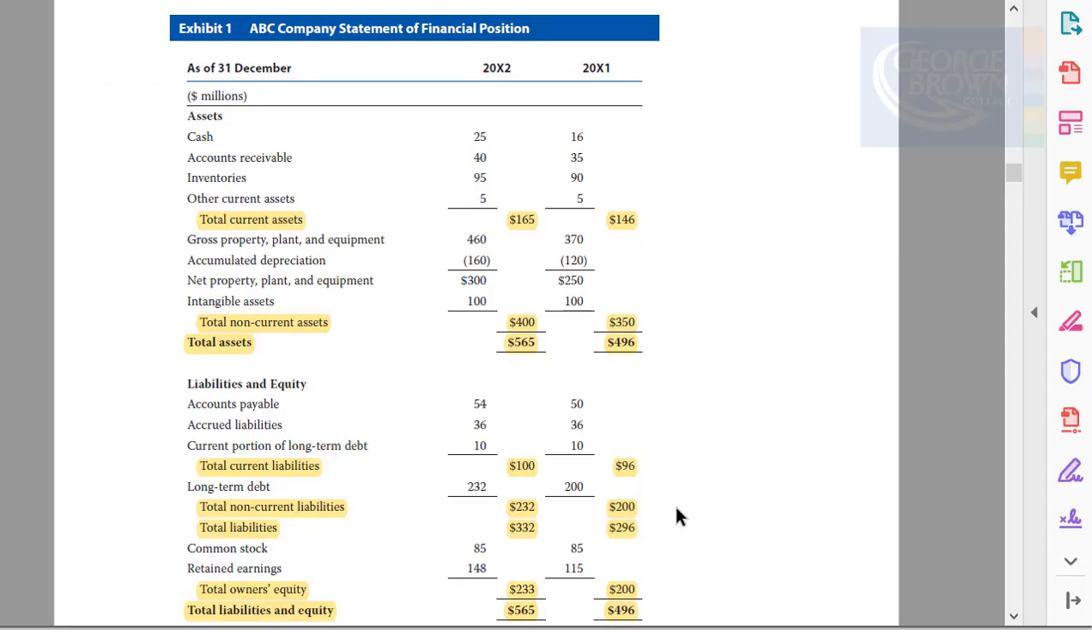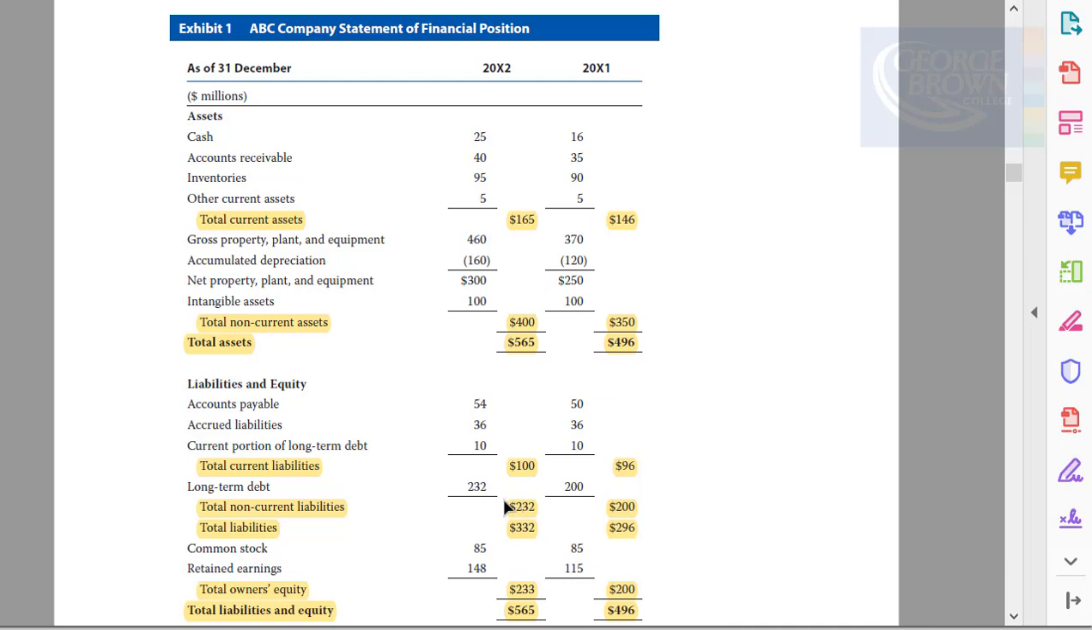So again, just a quick review, going back to the ABC Company Statement of Financial Position. If we look at 20X1 under the liabilities section, current liabilities are made up of accounts payable, accrued liabilities, and the current portion of long-term debt. Indeed, you can see it's the same amount for 20X1 and 20X2. So the long-term debt hasn't yet changed. The current portion of long-term debt is a $10 million payment every year. Okay.